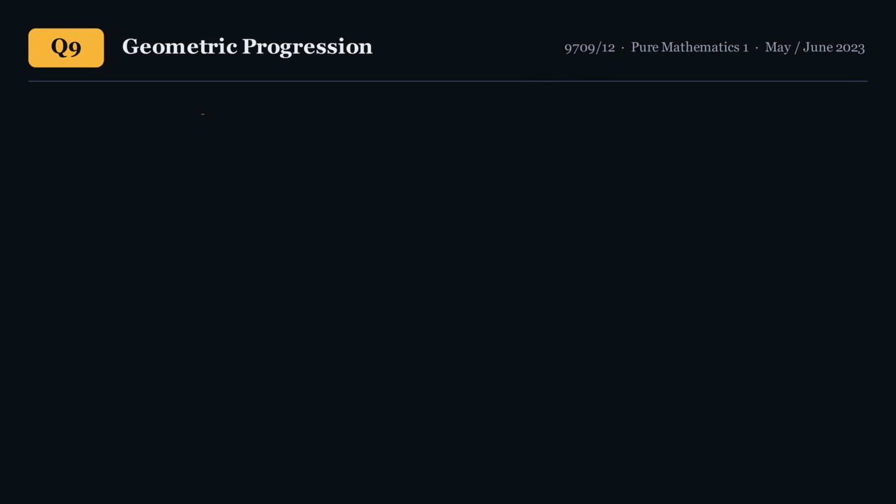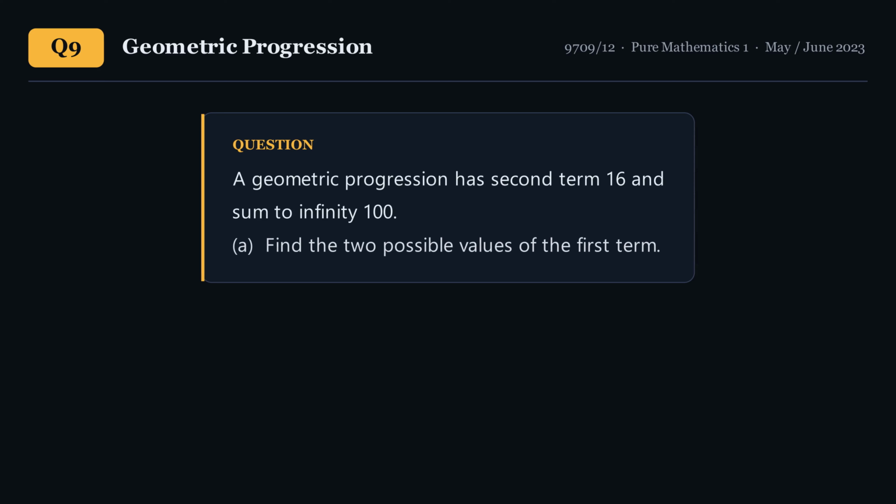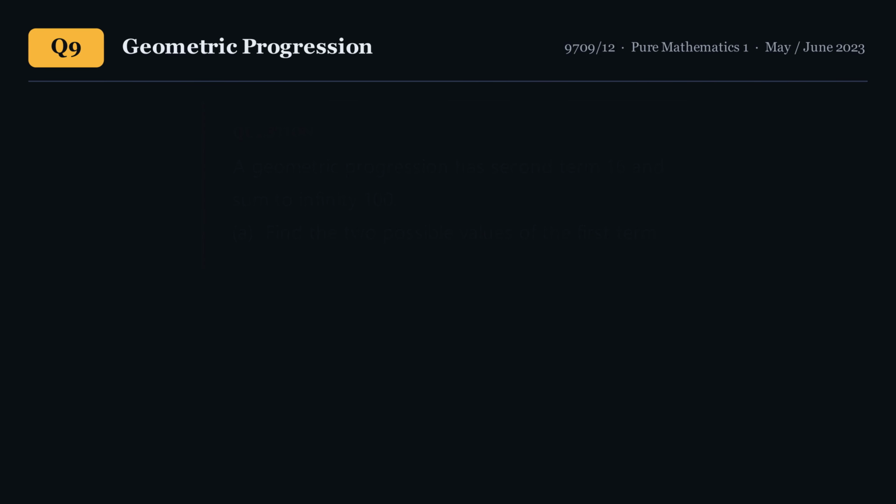Question 9. Geometric progression. Pure Mathematics 1, May-June 2023. A geometric progression has second term 16 and sum to infinity 100. Part A. Find the two possible values of the first term. Now let's work through the solution step by step.